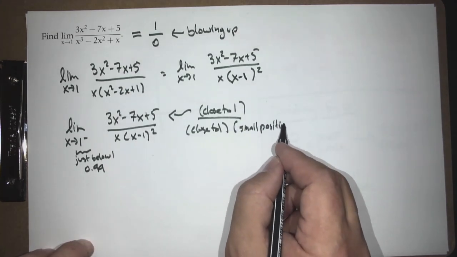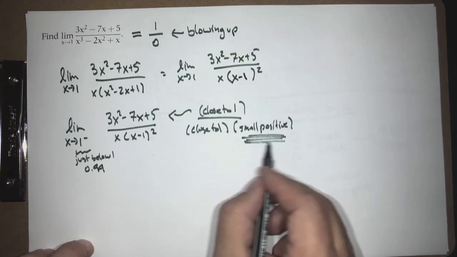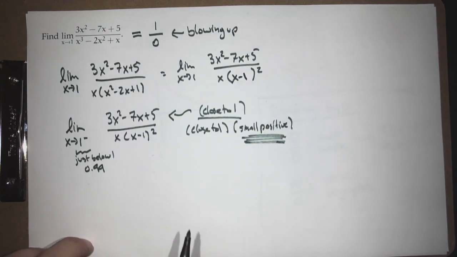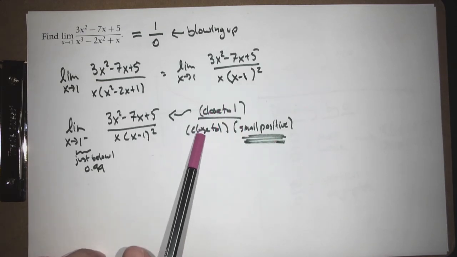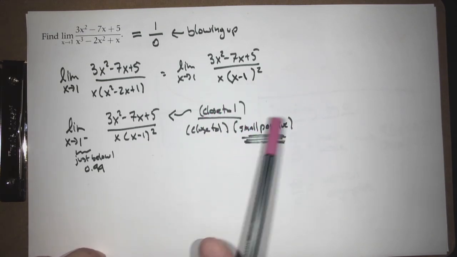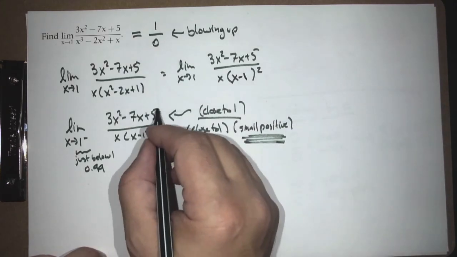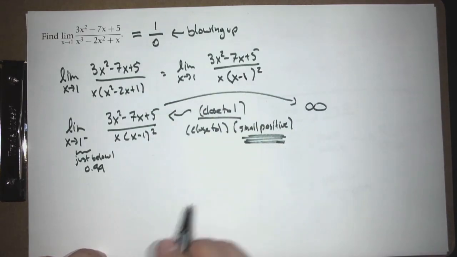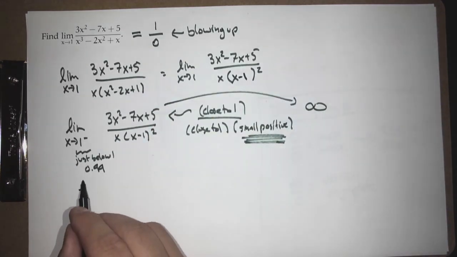So the key is that small part is going to drive your behavior for your asymptote. So am I going to be going to positive infinity or to negative infinity? Because all these are positive, and then this part is also positive. Everything's positive, so this is going to positive infinity.